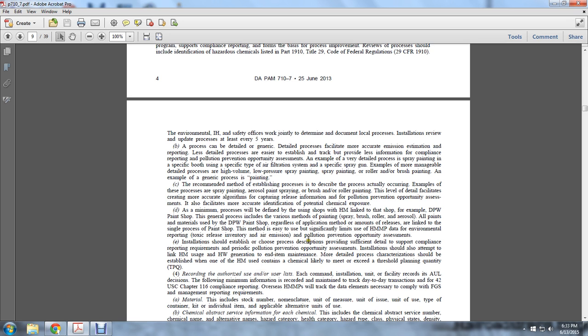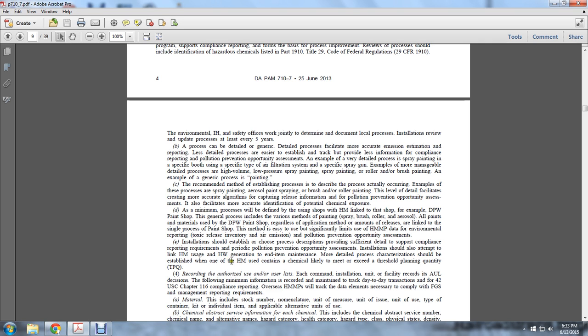The method is easily used to provide significant levels of hazardous material data for environmental reporting, toxic release inventory, air emissions, and the pollution prevention opportunity assessment. Installations should choose a proper process description providing sufficient detail to support compliance with reporting requirements and periodic pollution prevention opportunity assessments. Installations should also attempt to track hazardous waste generation to the end item maintenance. A more detailed process characterization should be established when one of the hazardous materials used contains a chemical likely to meet or exceed the threshold planning quantity, the TPQ.